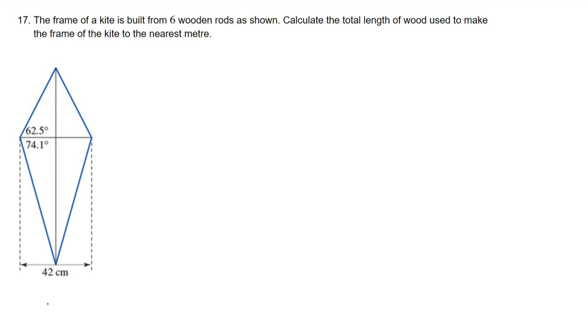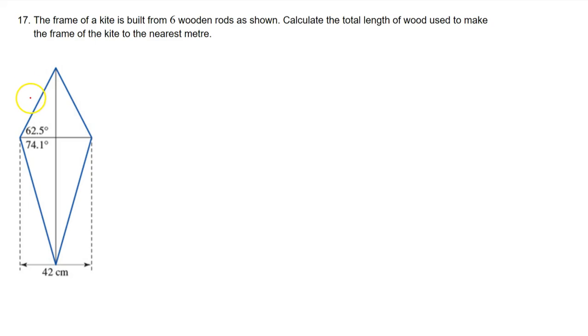So we've got to find 6 individual sides, and then we've got to add them all together to get the total length. Okay, so there's going to be a lot of working out, and how I'm going to organize my working out is I'm going to label each side, and then I'm going to do it one by one and add them up at the end.